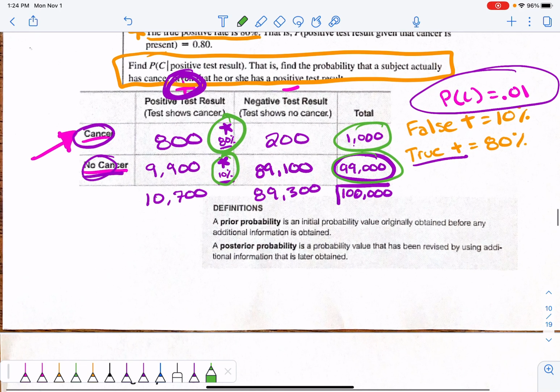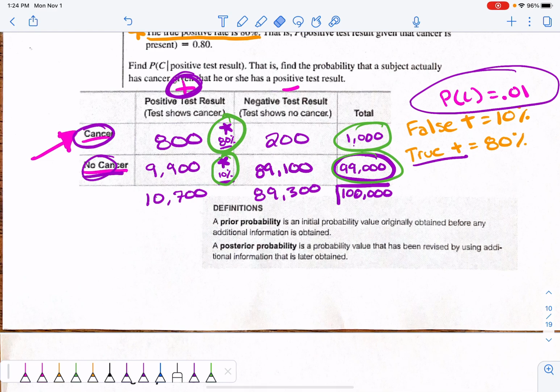And then that gives us that information. All right, now I just go and answer the question. So the question is, I want to know the probability of cancer given positive, okay?